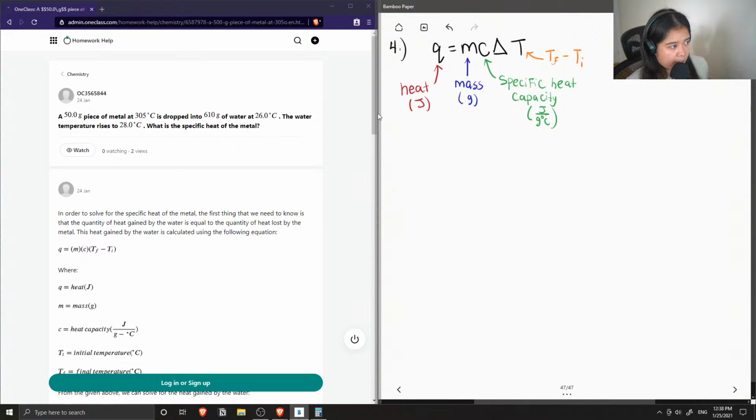Okay, so notice that they give us two different masses. We have the mass of our metal and also the mass of our water. And we also have the initial temperatures of both the metal and the water. The metal was 305 degrees Celsius and the water was 26 degrees Celsius. And then after the metal was added, the water temperature changed to 28 degrees Celsius.